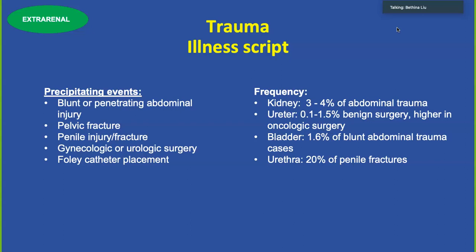Next, we have trauma. So a history of blunt or penetrating abdominal injury is important to document. And you may also have hematuria associated with pelvic fracture, as well as penile injury or penile fracture. Gynecologic or urologic surgeries can cause trauma that results in hematuria, as well as traumatic Foley catheter placement, especially in people with a history of benign prostatic hyperplasia. And the frequencies are listed on the slide.